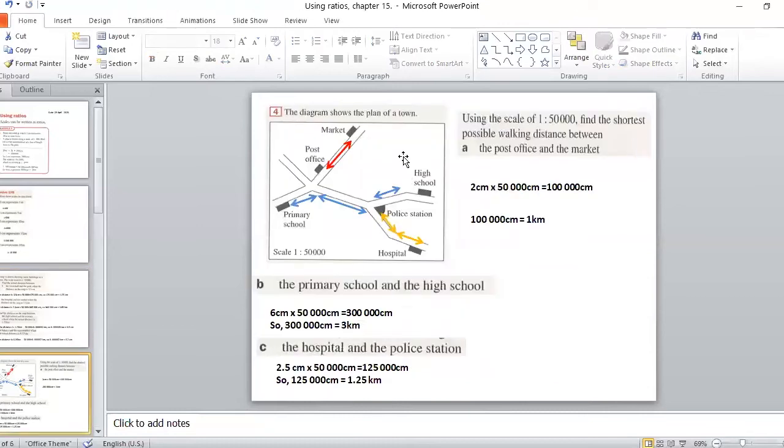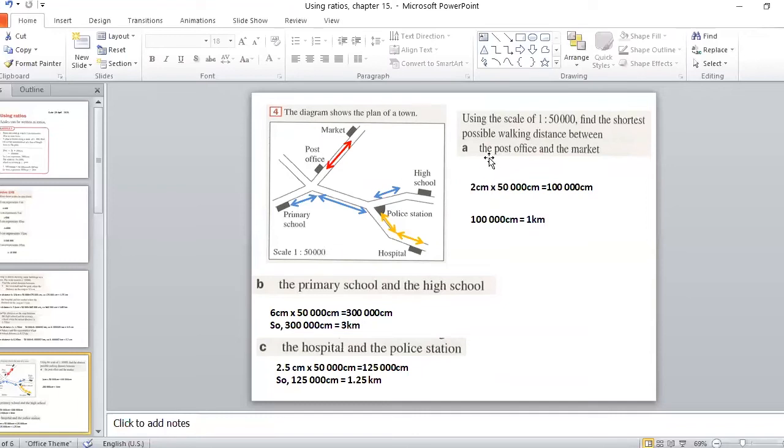Let's follow solving exercise 4. The diagram shows the plan of a town. Using the scale of 1 to 50,000, find the shortest possible walking distance between the post office and the market. 1 to 50,000 means 1 centimeter here on the plan equals 50,000 centimeters in real life.